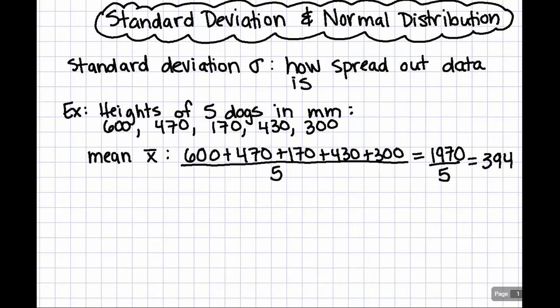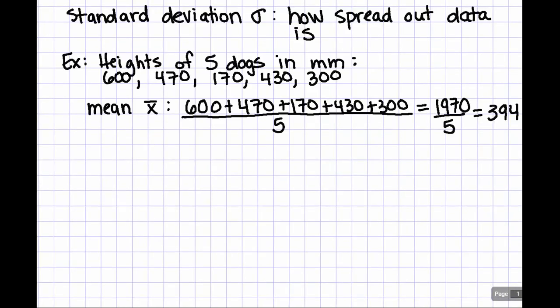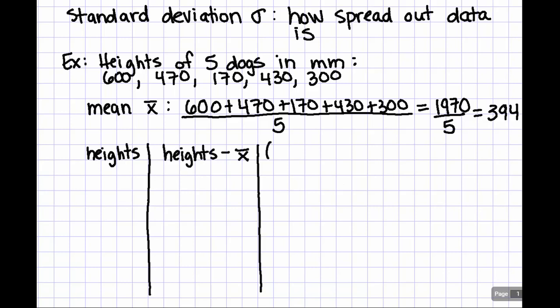Now, to find our standard deviation, I am going to make a table. And again, this is something you don't have to do for all of our problems, but I want you to have it in your notes so you understand what it means. So I am going to have a column for the heights, a column for the heights minus the mean, which I'm going to write as X bar, and then a column where I square those values. Okay, we take the heights minus the mean and then we square them.